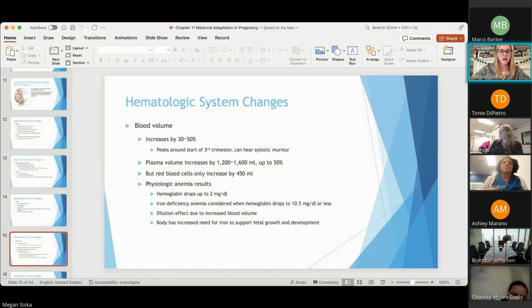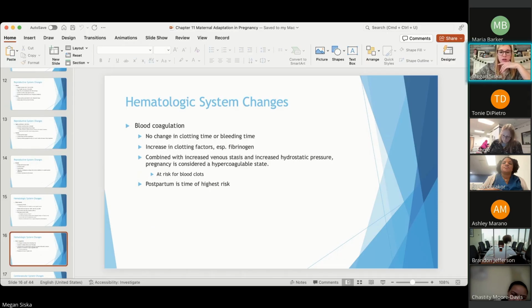So it's pretty common in pregnancy for the woman's hemoglobin to drop up to 2 milligrams per deciliter. You're considered iron deficiency anemic when the hemoglobin is 10.5 or under. And at that point, they would have you take additional iron supplements, and depending on how low it is, some women need iron infusions and things like that.